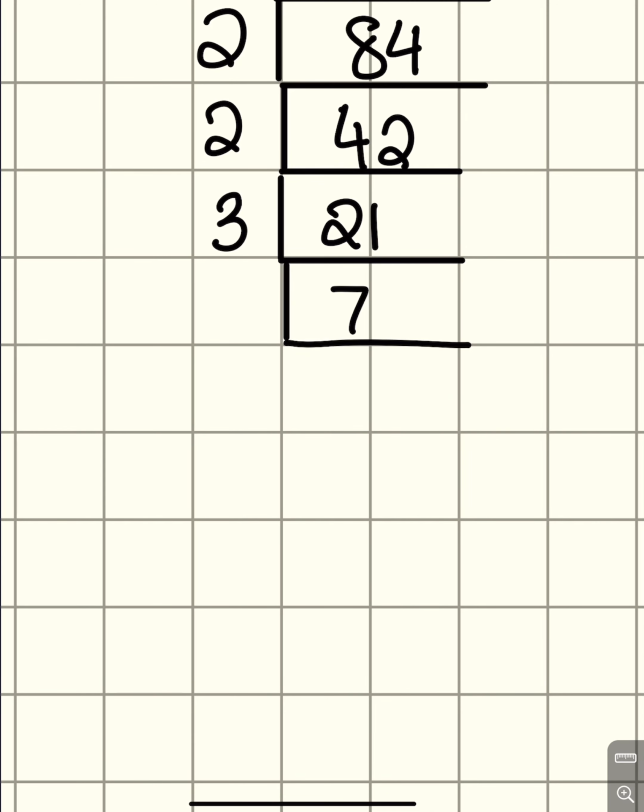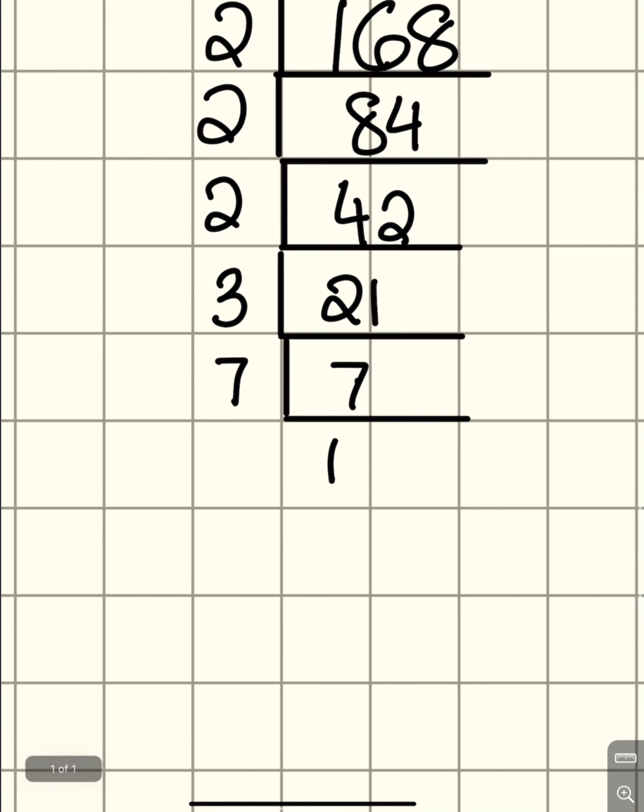I know that 7 is a prime number, so I know that this is coming to the end. So I'm going to divide this 7 by 7 again, and I get 1. So now that I got to 1, I know that I'm fully done with this chain, and I know that this is my list of numbers that are prime numbers that multiply to 168.